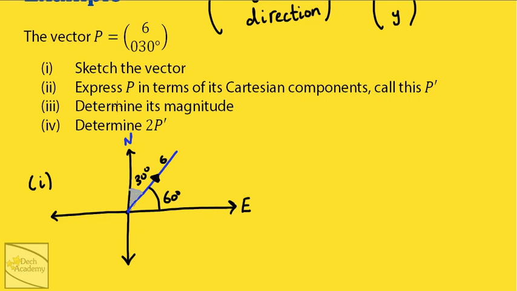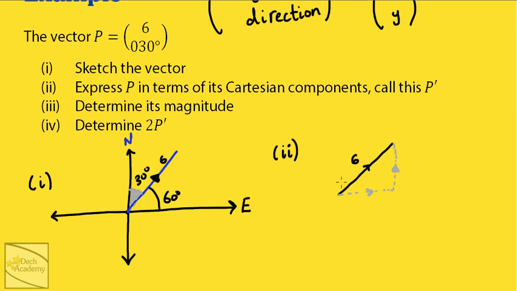Anyway, part 2 asks us to express P in terms of its Cartesian component and call that vector P prime. So we need to express this vector in terms of its x and y component. So I'm just going to draw the vector. This is the vector P, which has a length of 6 units. It can be broken down into its x and y components. We just form a right angle triangle. So this would be the x component of the vector, and this would be the y component.